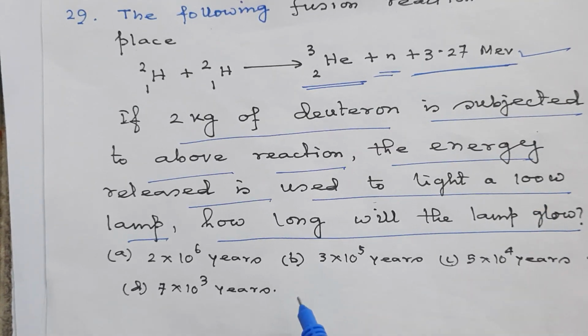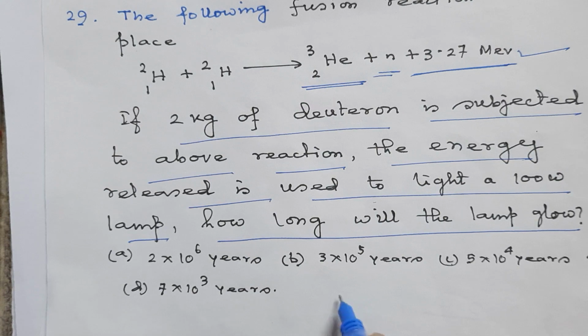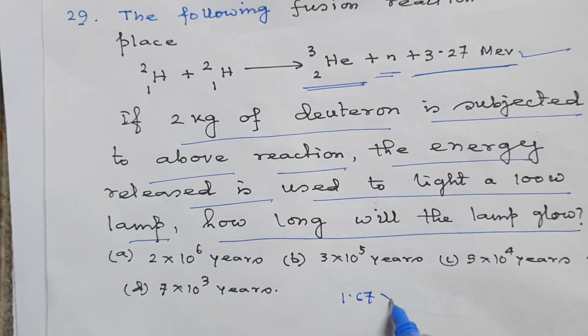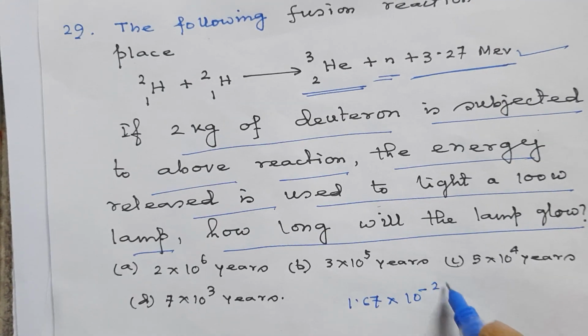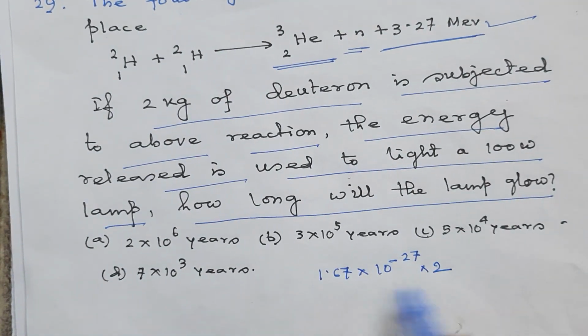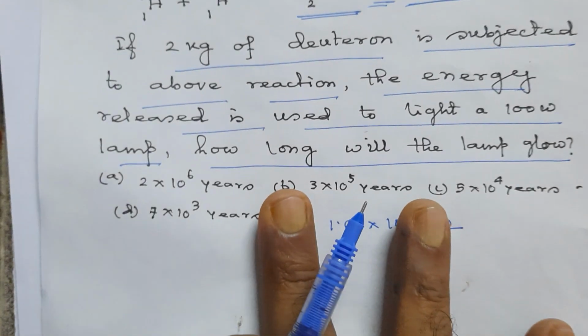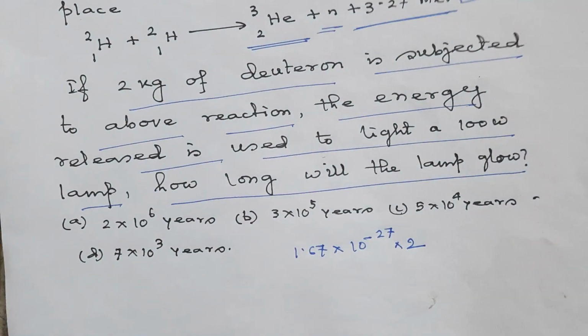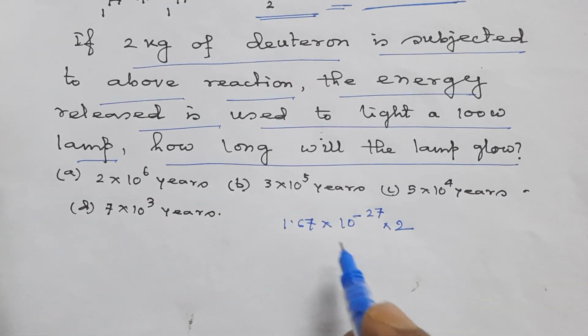Now, the mass of each deuteron is 1.67 into 10 to the power minus 27 kg for each proton. So the mass of each deuteron is that into 2. We are taking that the mass of each neutron and proton are equal.